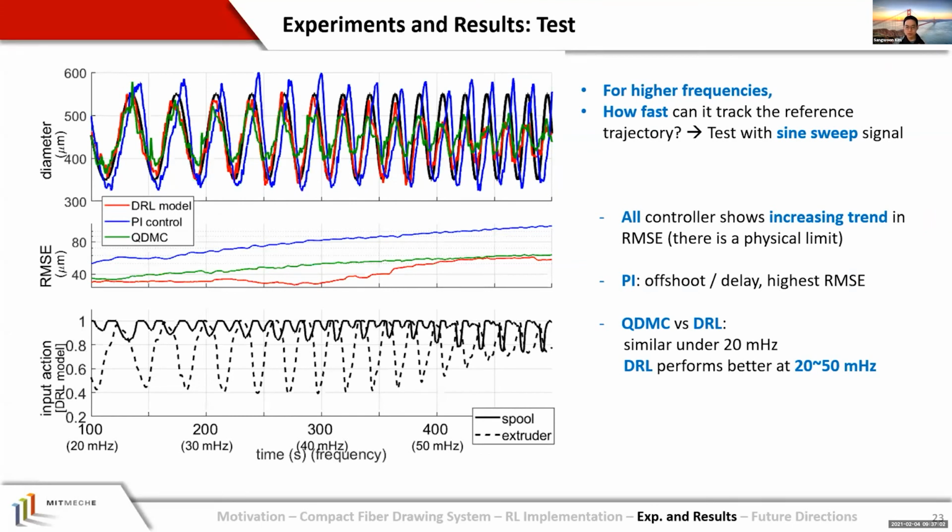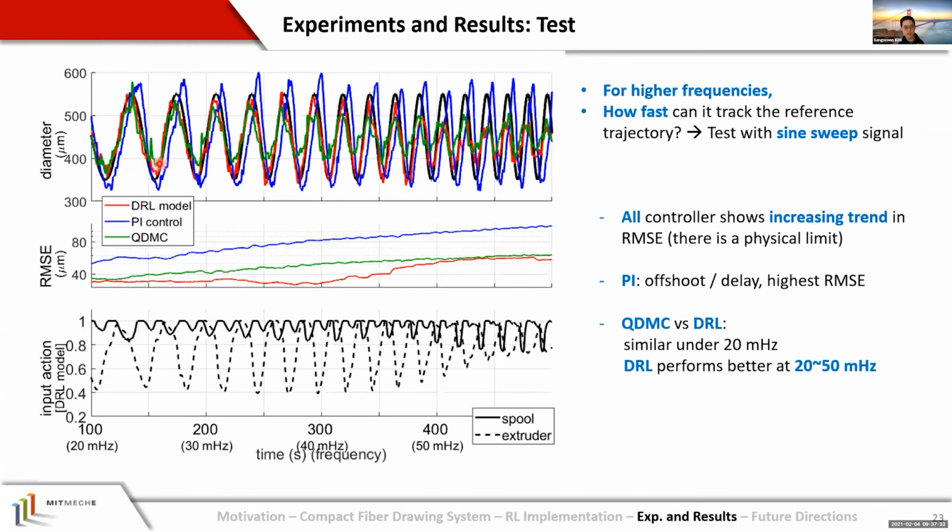So that was only at a single frequency of the sinusoidal signal. Then what will happen if we increase the frequencies? How fast can each of the methods track the reference trajectory? In order to answer that question, we tested on a sine sweep signal with gradually increasing frequency. This is the sine sweep signal, and you see that the frequency is gradually increasing as time goes on.